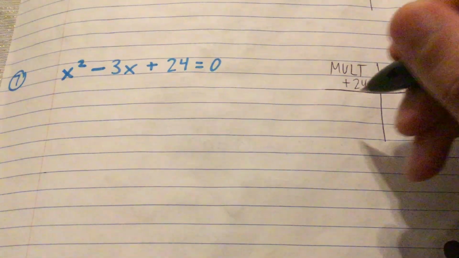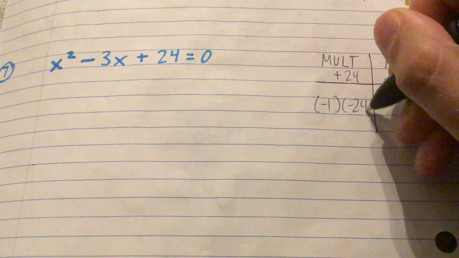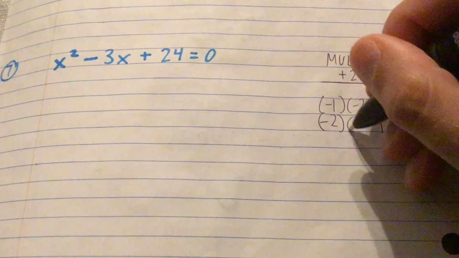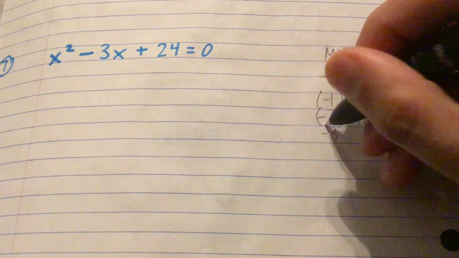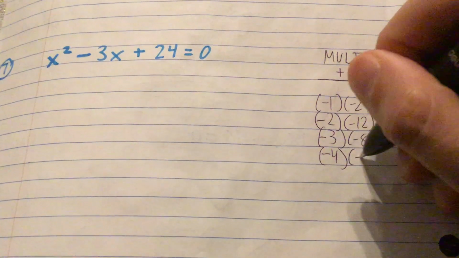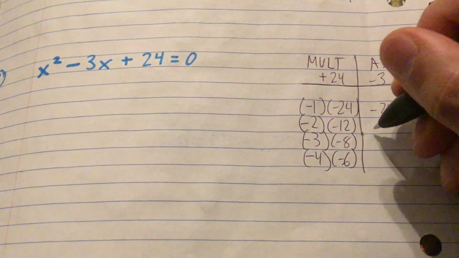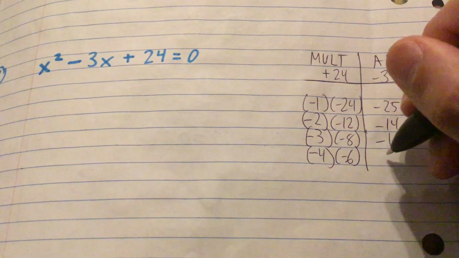Okay, that has to be a negative-negative combination. Negative 1, negative 24; negative 2 and negative 12; negative 3 and negative 8; and negative 4 and negative 6. Those are my only options. Those add to negative 25, negative 14, negative 11, and negative 10.